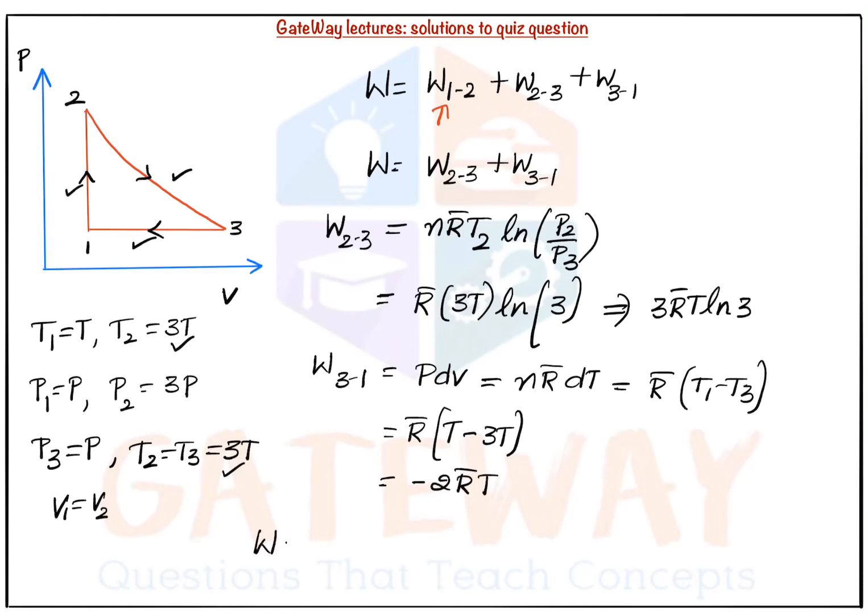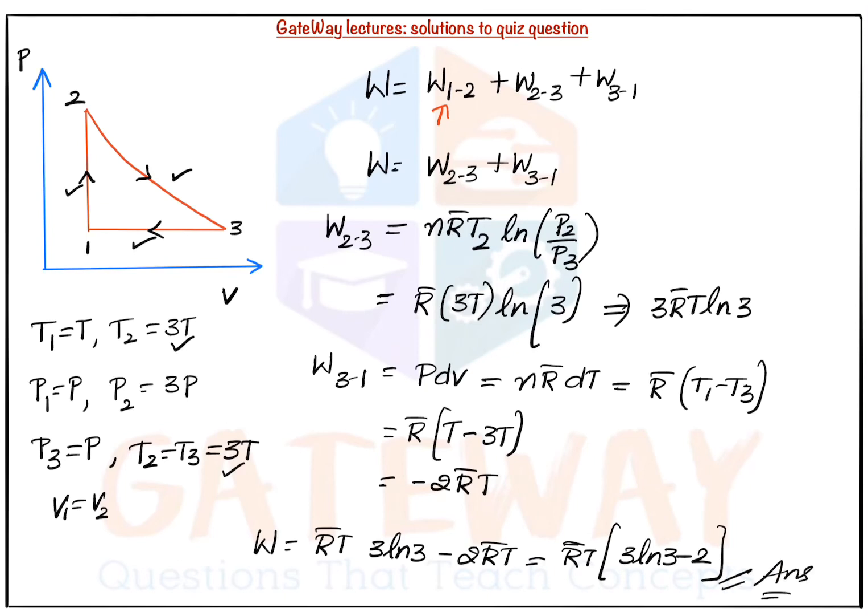Then the total work done can be written as R bar T into 3 ln 3 minus 2 R bar T. From overall we take out R bar T common, then we will get R bar T into 3 ln 3 minus 2. And this is our final answer.